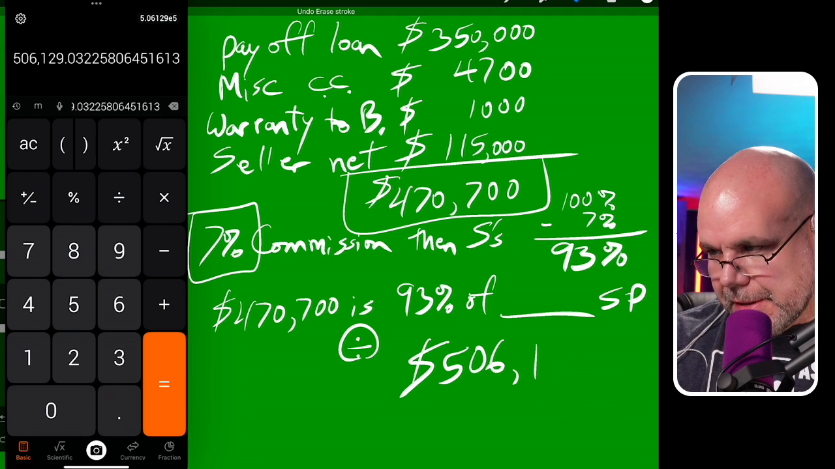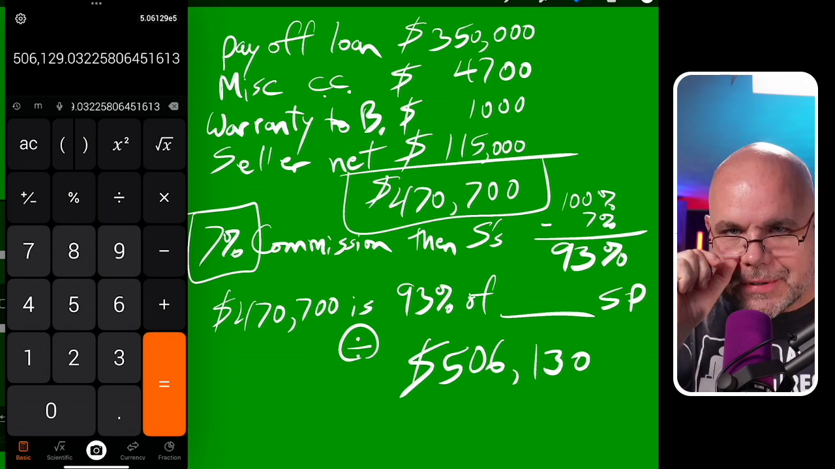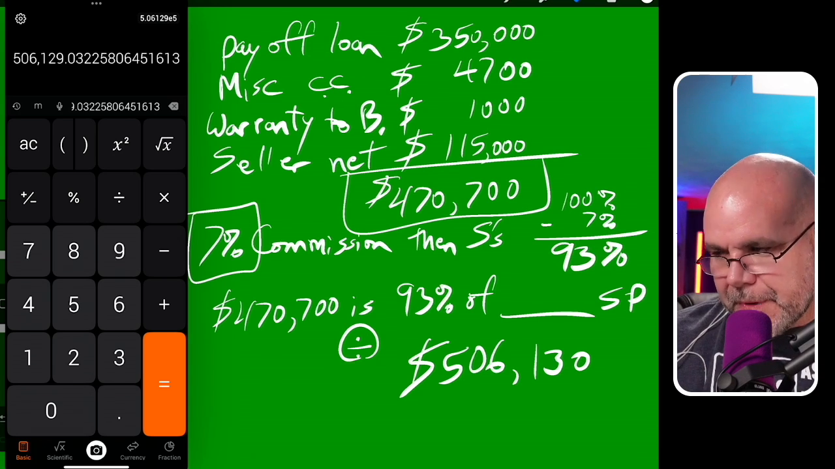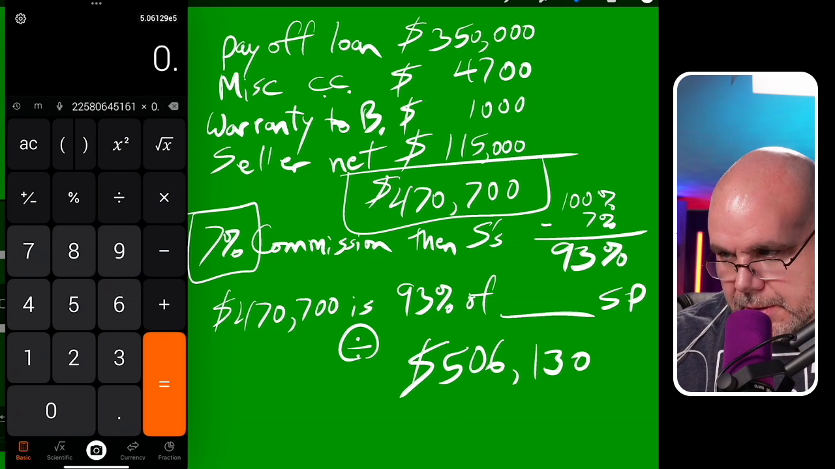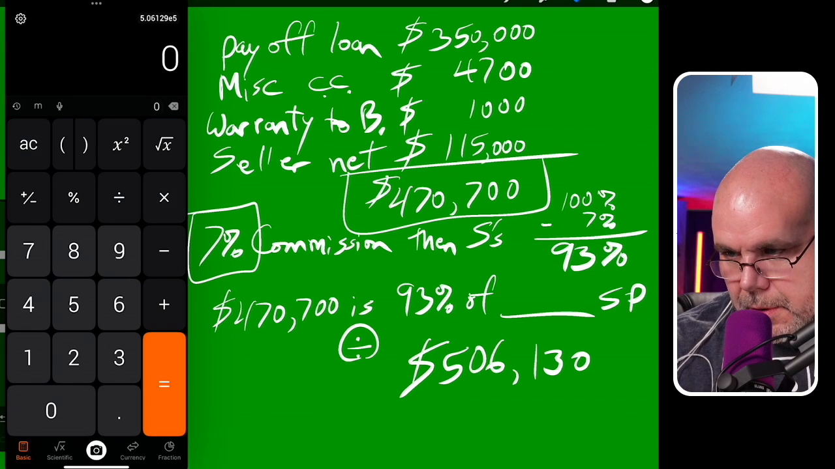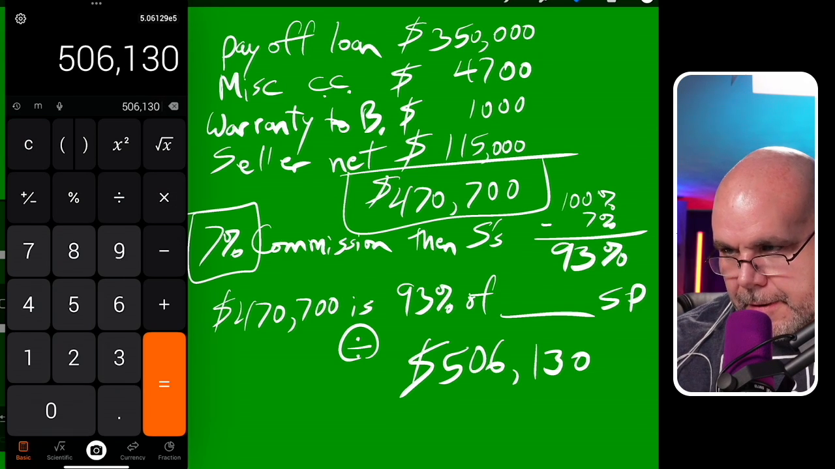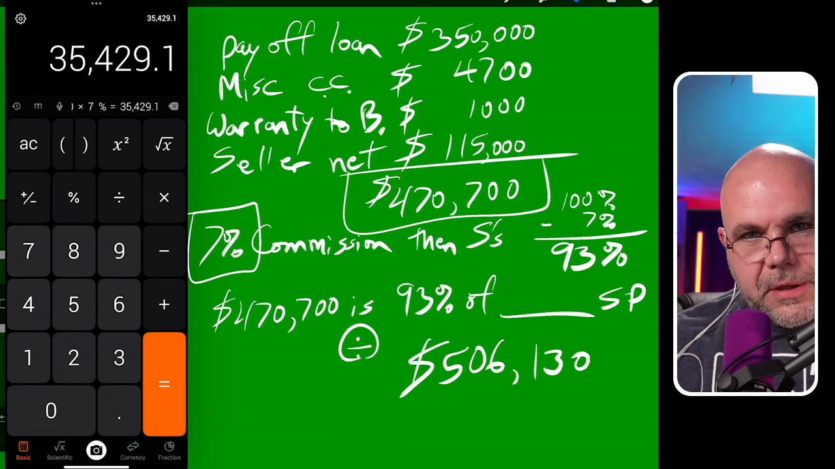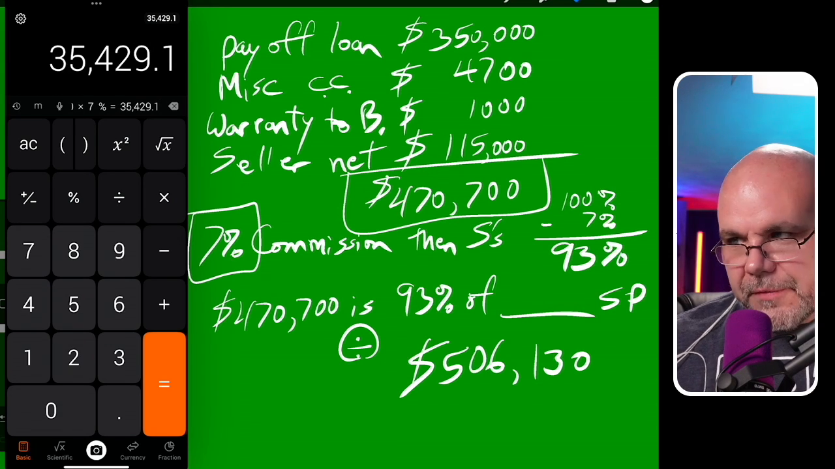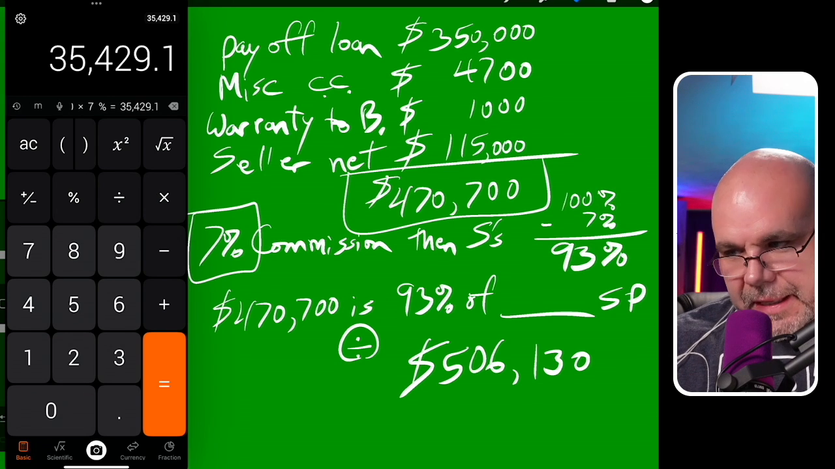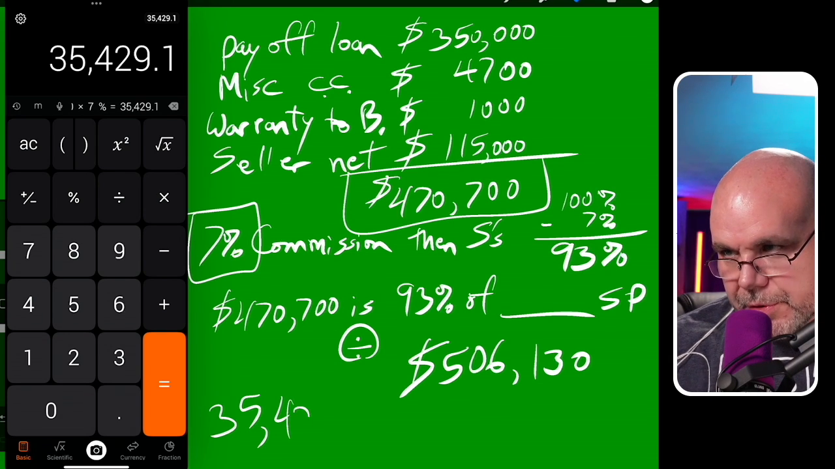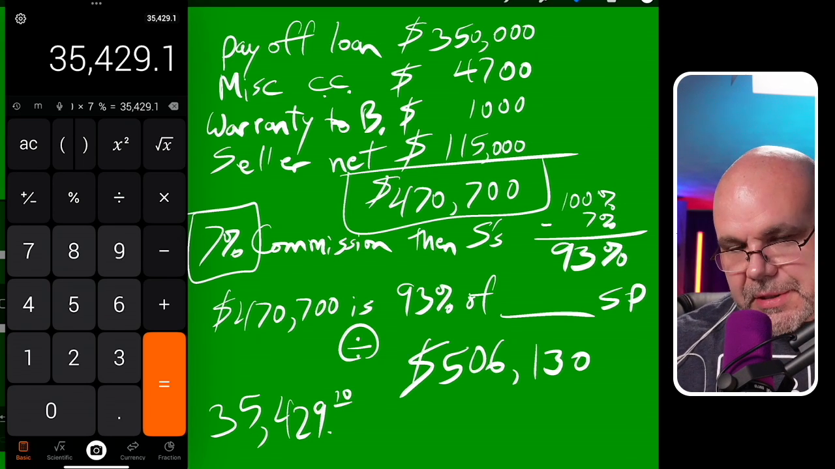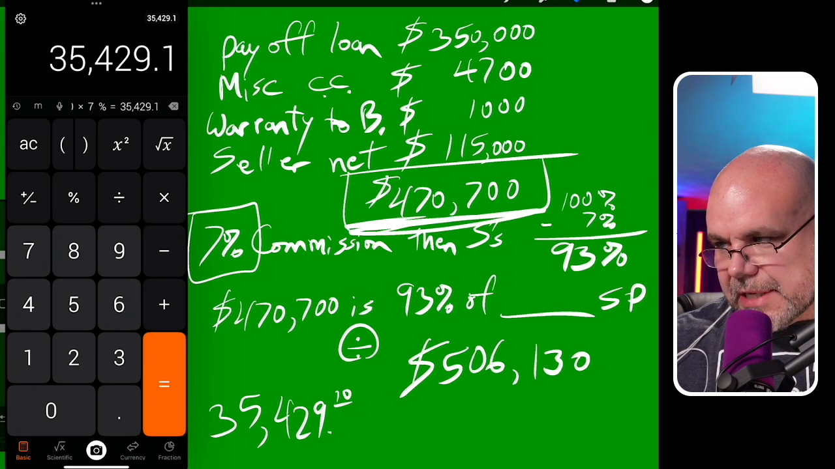Actually 130 because we're going to have to round up. When you're talking about dollars and cents, it matters about having enough. So 506,130 is the sale price needed. Now, you sell it for 506,130. You pay 7% to you. 506,130 times 7%. So what you and your firm and the other broker involved, if there is one, are going to make at 7% is $35,429.10.